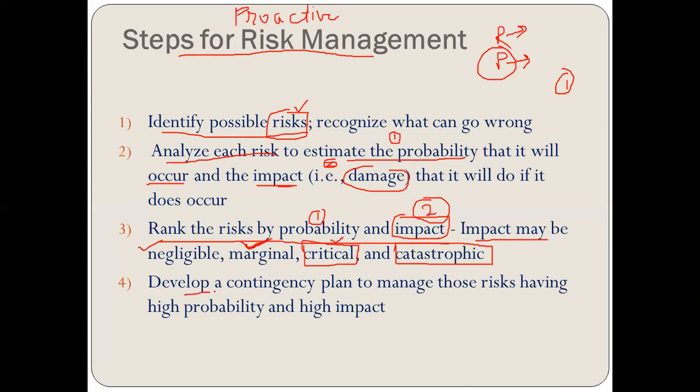Next one, we are going to develop a contingency plan to manage those risks having high probability and high impact. That means I'll take the higher priority risk which is having the higher impact and probability, and I'm going to plan out how we can manage this particular risk so that the loss can be reduced due to this risk.